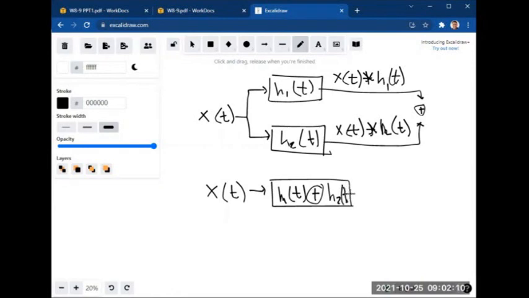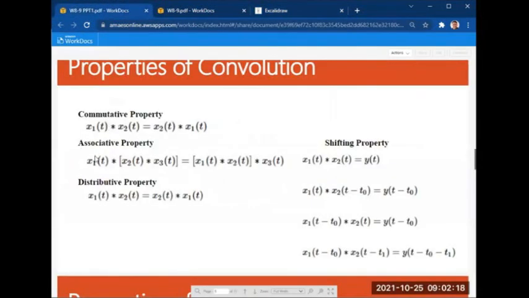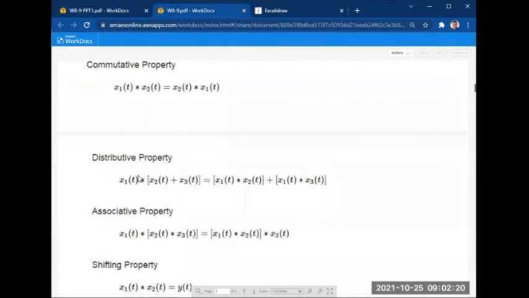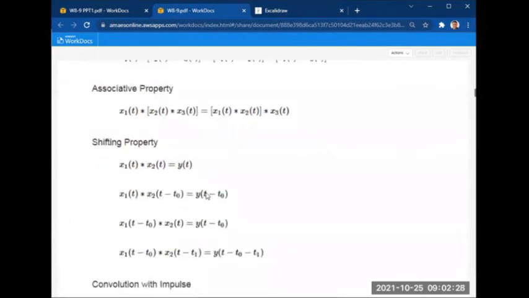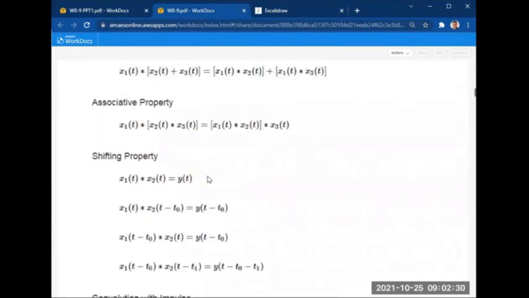Before we do convolution with x of t, the output will be the same. Okay, so that is for our distributive property. Next, we have the shifting property.